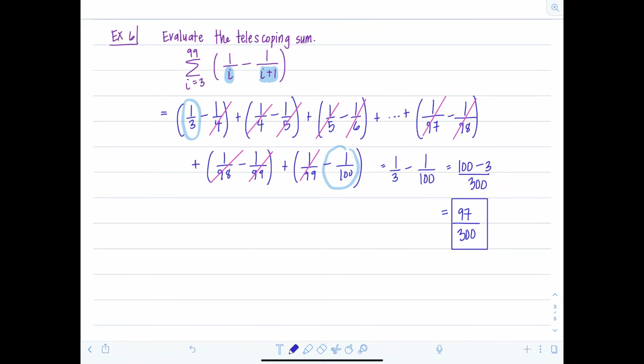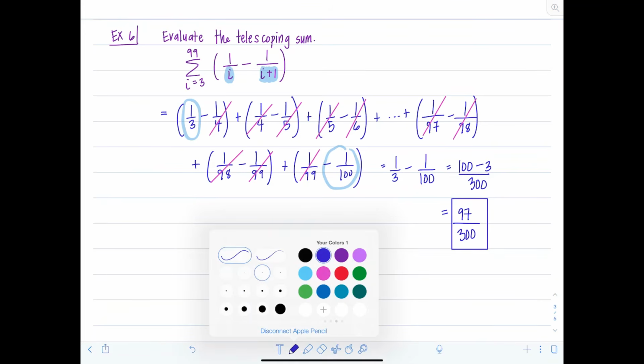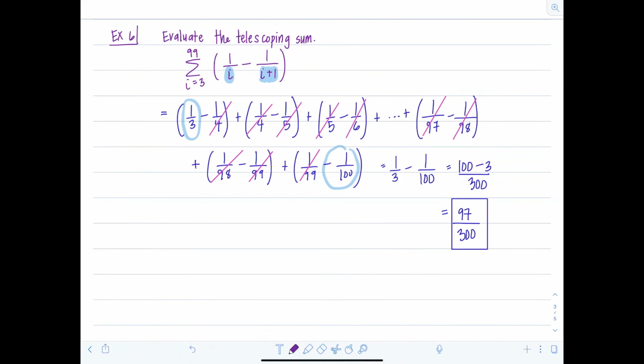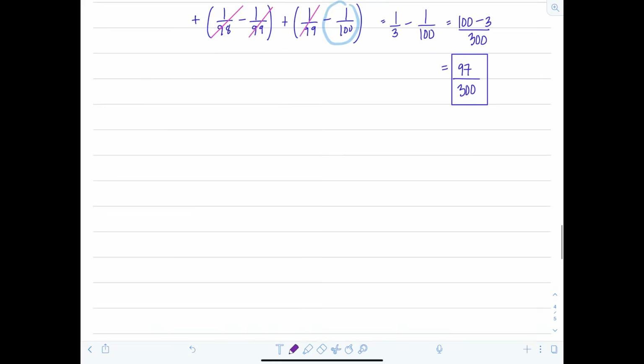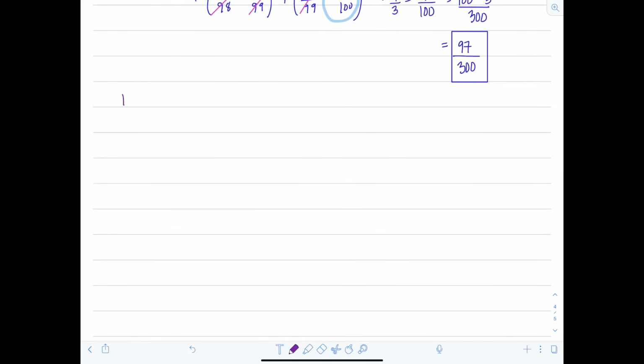Now let's work on evaluating some limits involving sigma notation, much like what you're going to be expected to do for some of your calculus problems involving areas. So example 7, find the limit. So you're given the limit as n approaches infinity of the sum i equals 1 to n of 1 over n times i over n squared.